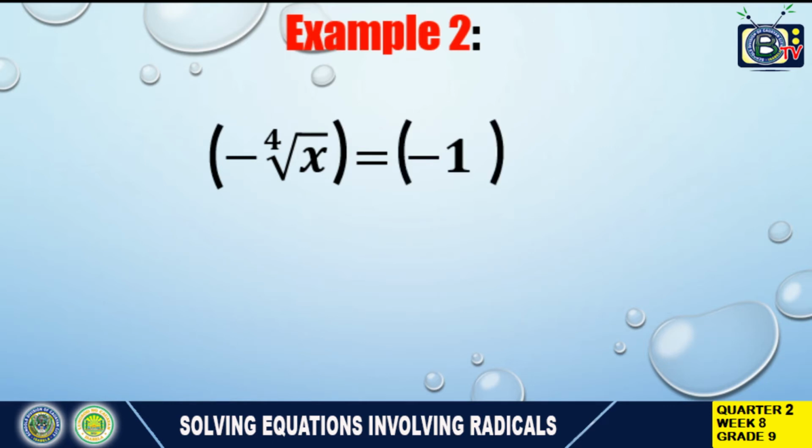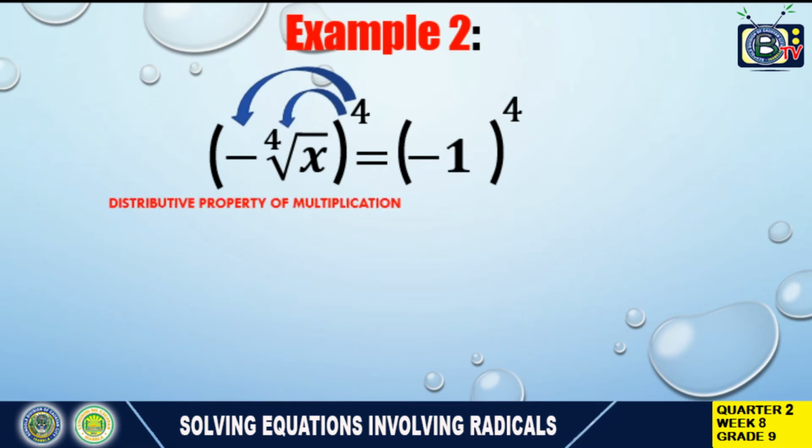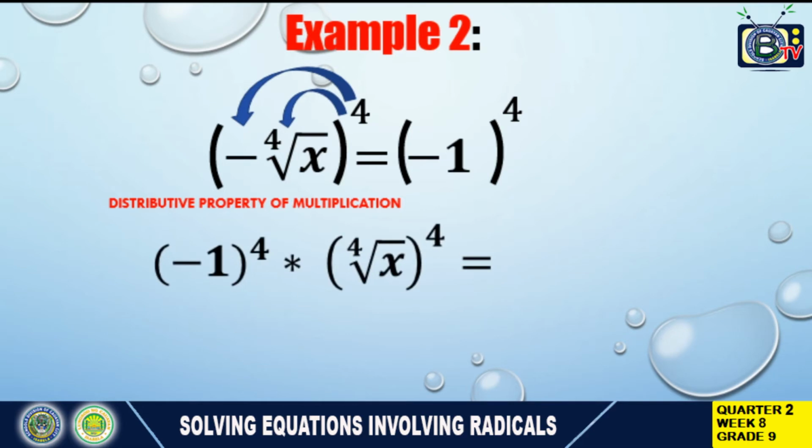Step 2. Take both sides of the equation to the power of the given index. The power of the given index is 4, so we need to write the index on both sides of the equation. On the left side of the equation, we will be using the distributive property of multiplication. So it becomes the quantity of negative 1 raised to 4 times the quantity of fourth root of x raised to 4, then copy the quantity of negative 1 raised to 4.